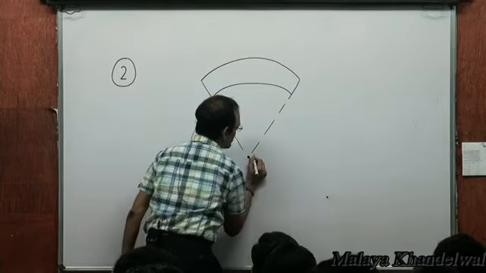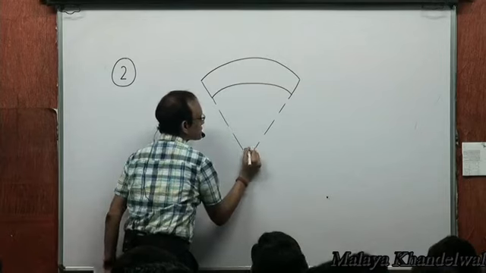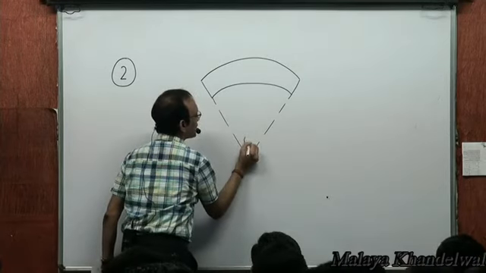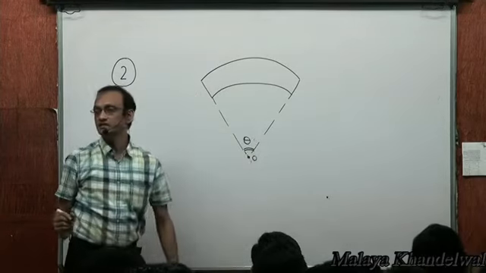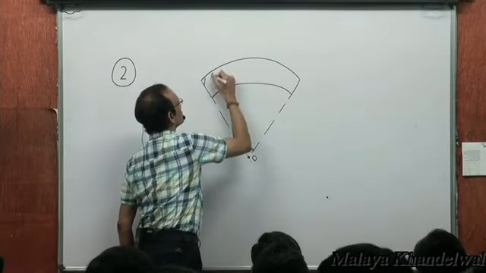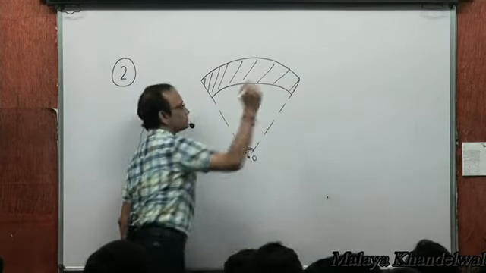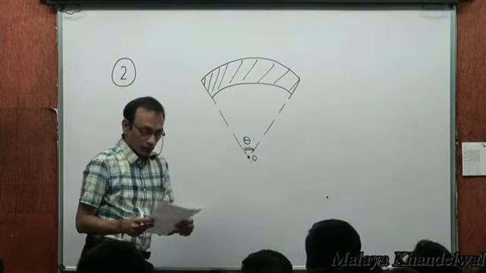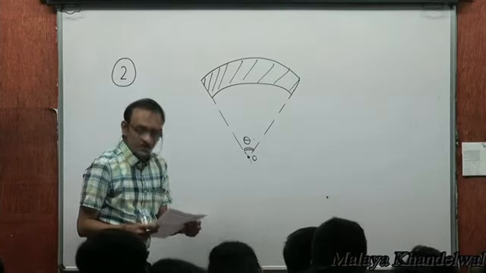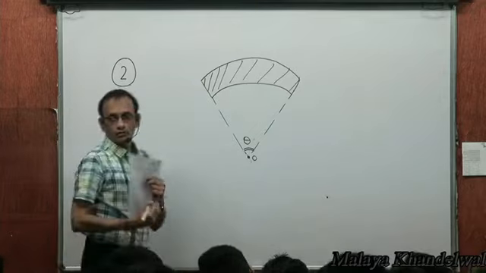These are the bounding radii, they meet at O, and these concentric circular arcs subtend, let's say, an angle theta at the center, right? This is the wire. Now, rho is the resistivity of the material of the wire. That's a property, right? Resistivity.